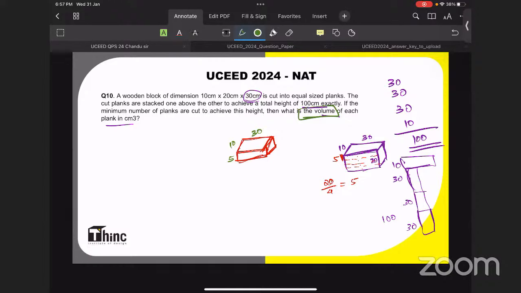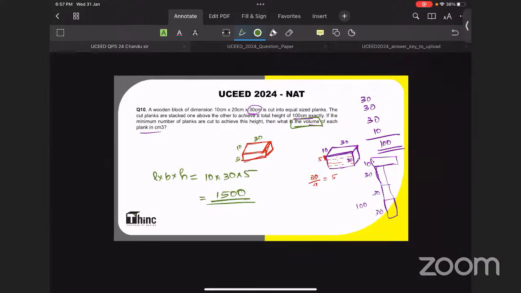What is the equation for volume? Length into breadth into height. Okay, length into breadth into height. That is 10 into 30 into 5, 1500, and there was no range in the question. They were asking for exact numbers. So 1500 was the answer. So let's move on to the next question.